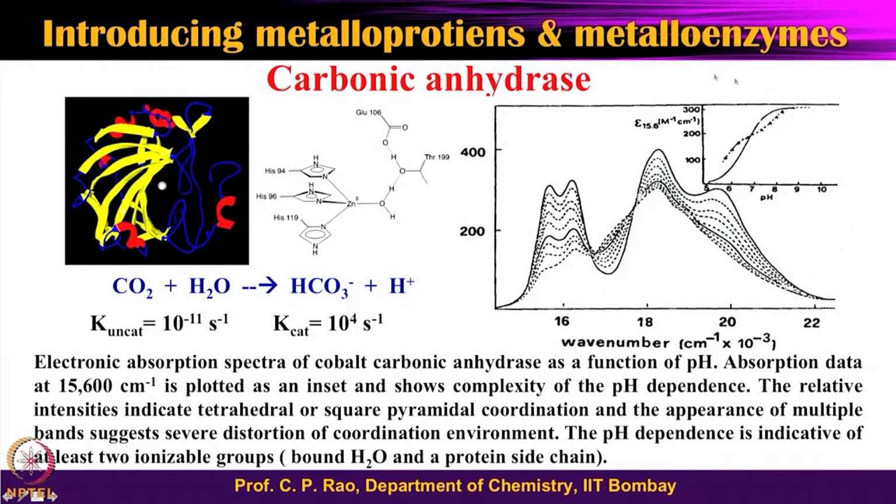Now, on this side you have a number of spectra whose intensities are varying. These spectra have come because of what? By varying the pH of a cobalt containing carbonic anhydrase. So, you take the cobalt containing carbonic anhydrase and look at the absorption spectra as a function of pH. You see the intensity going up and the intensity going down. As a result of this, you have a crossing here, you have a crossing here.